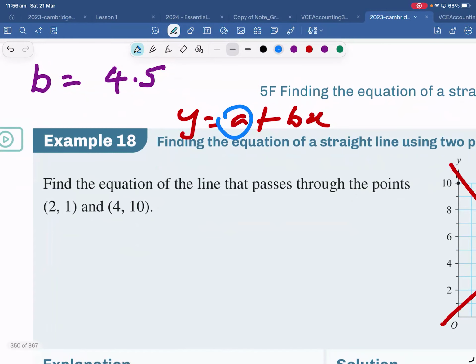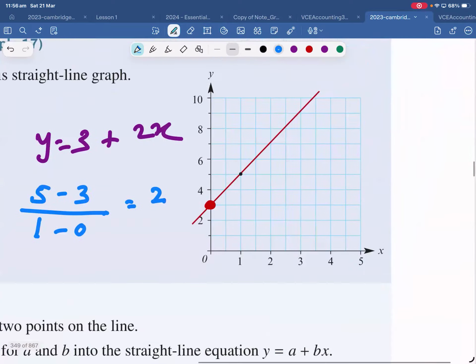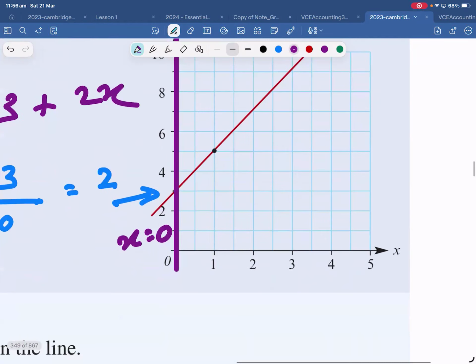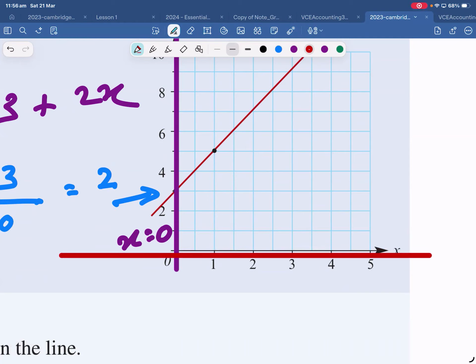x equals, yes. So what do you mean by y-intercept? Y-intercept is this. On the y-intercept, what's the x value? 0, yes, because along the y-axis, we are seeing the x value is 0. At this point, x is 0. Similarly, along the x-axis, y is 0.